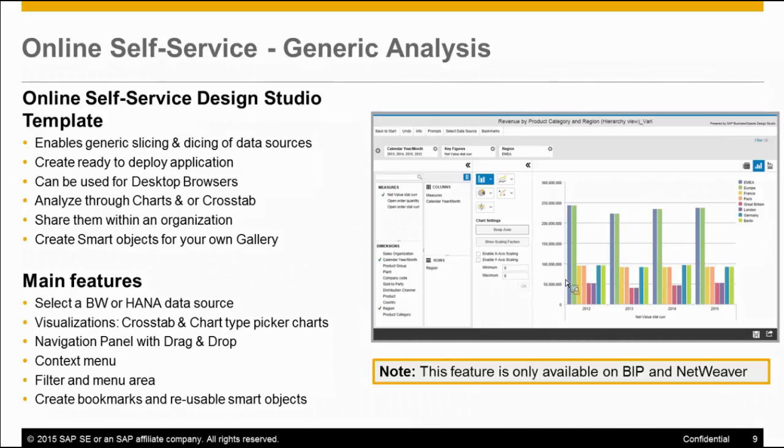Once you select the data source, all you will see is a chart and a cross tab already available. You just have to assign your dimensions and measures to your chart or cross tab, and you can do your slicing and dicing. And once you have this generic analysis template created, and after you have your charts and cross tabs created, you can share them within your organizations or between different users using the bookmarks.